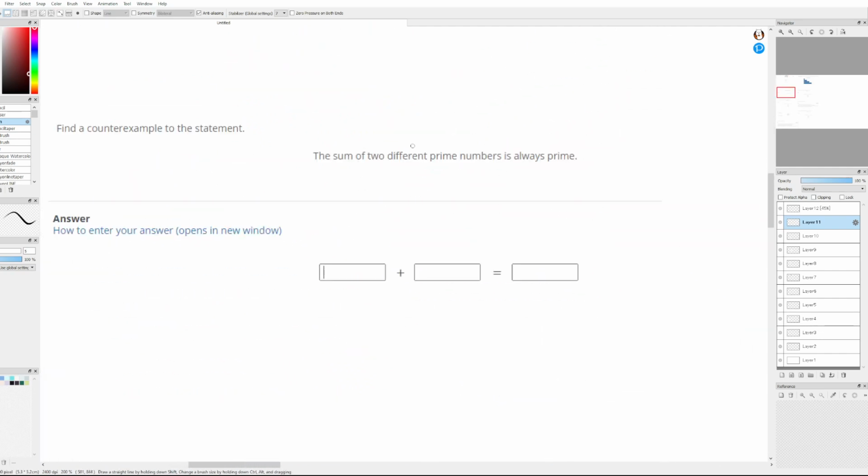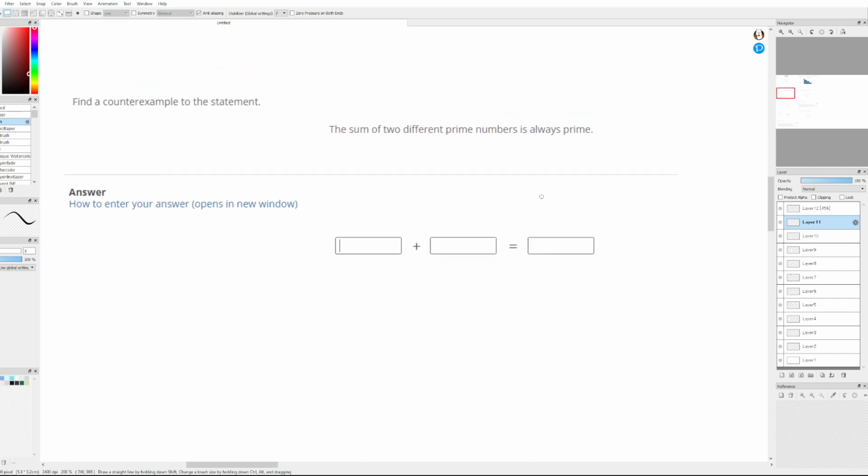Okay, so the next problem that we have doesn't have to do with sequences. But we will have another problem that does deal with sequences. I'm just doing a lot of example problems just so you can get an idea of how to do them. So reading this problem, it's asking us to find a counterexample to the statement, the sum of two different prime numbers is always prime. We can think of prime numbers.